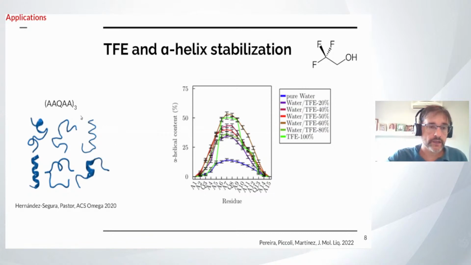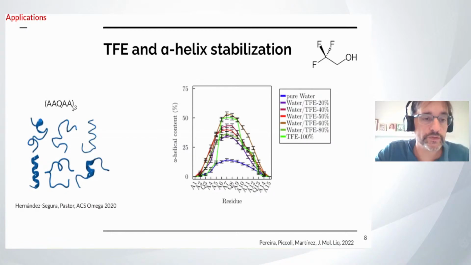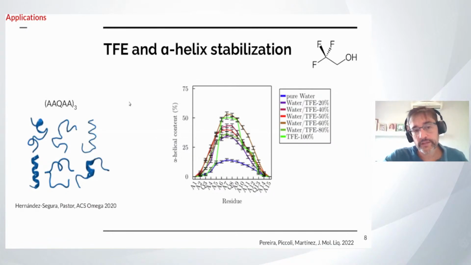We have studied this peptide, which is a trimer of alanine-alanine-glutamine-alanine-alanine, a 15 residue peptide, and I took a nice picture of the folding and unfolding of this peptide from this article. So we can see that there are helical structures, structures in which the helix is only partially formed, and structures where the helix is completely unfolded.